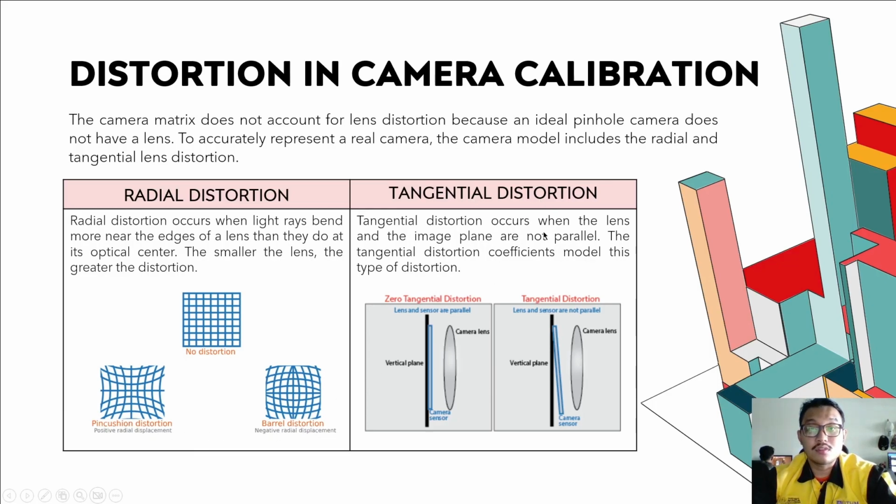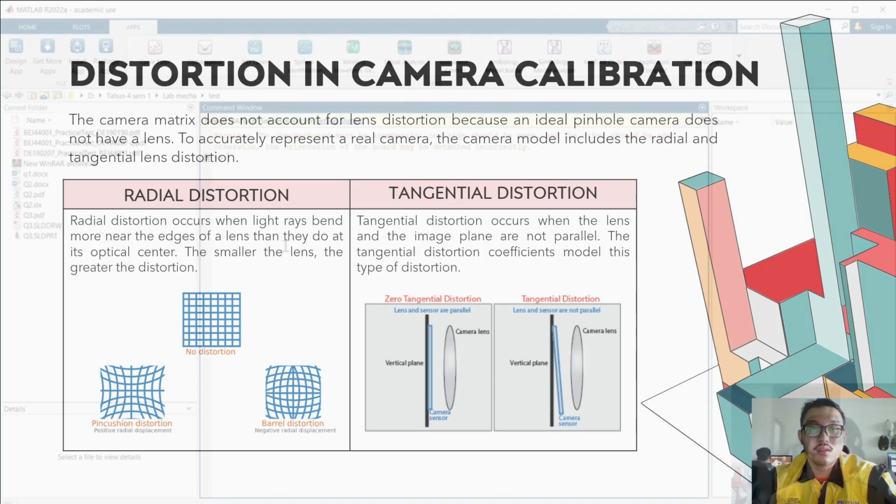For the tangential distortion, it occurs when the lens and the image plane are not parallel. The tangential distortion coefficient models these types of distortion. So we can see here the zero tangential distortion and the tangential distortion. It's very different between these two distortions. So next we will show you the result that we get.